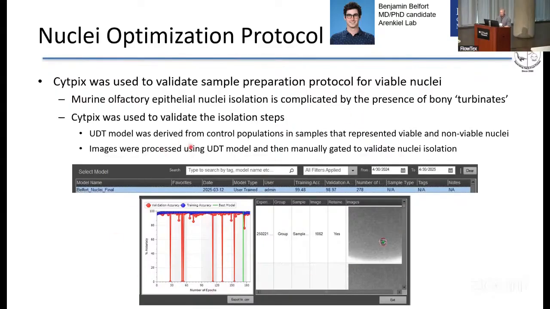So what you see here is actually one of the newer features of the software too, where it allows you to train a model to basically segment or mask your cells of interest. And so when we did that, we were able to come up with a model specifically for his experiment with about 98, 99% validation accuracy and training accuracy.